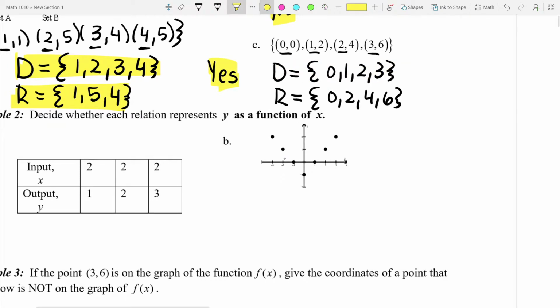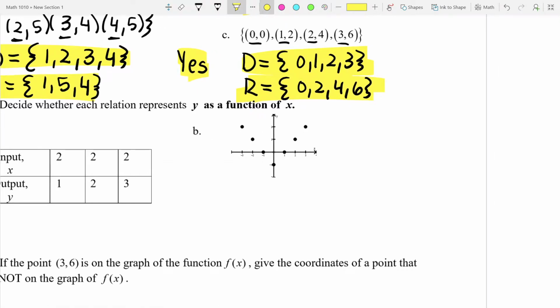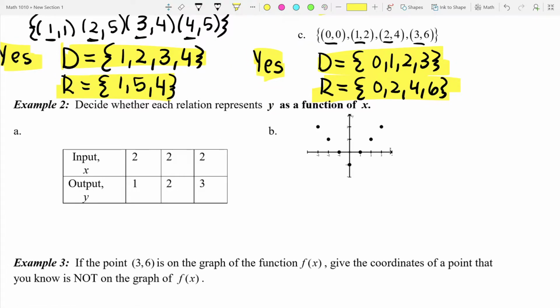You guys, in this class and in Math 1050, you have to be so careful with your notation. It's a very high level of expectation that you'll be writing things properly. For example, if you don't have braces around the domain and range, you're not going to get credit for it. So you have to be very precise in how you write things, okay?